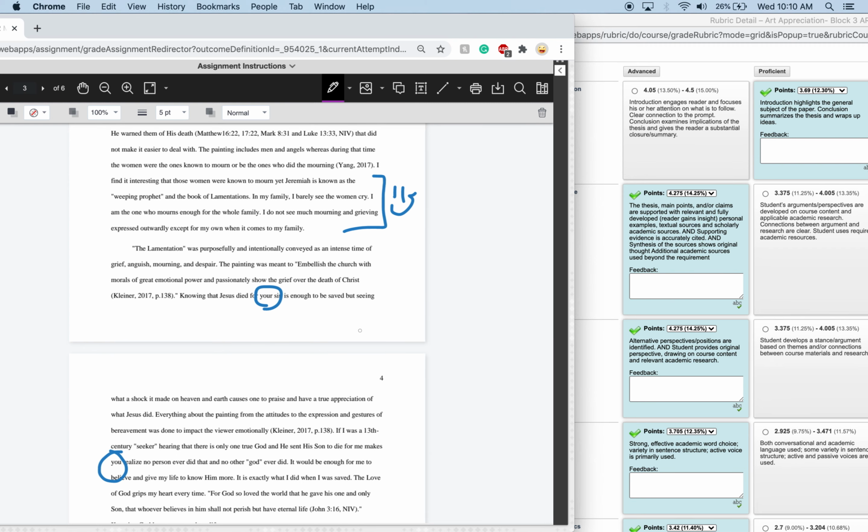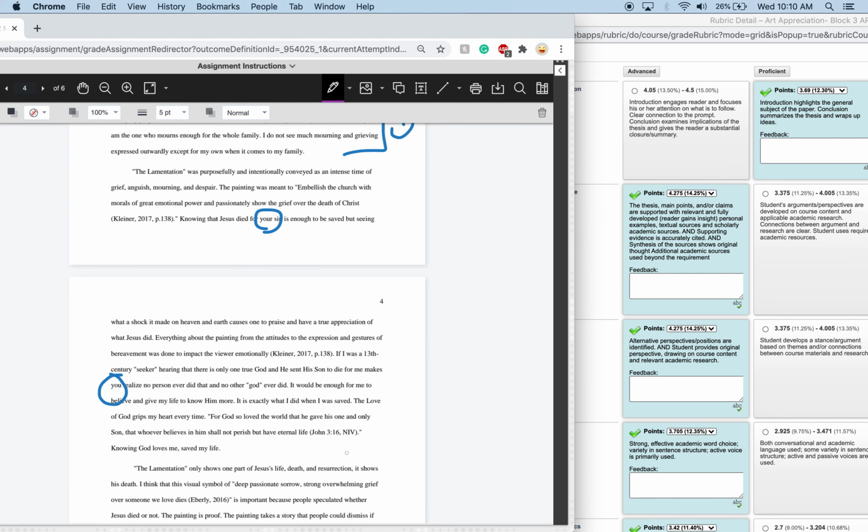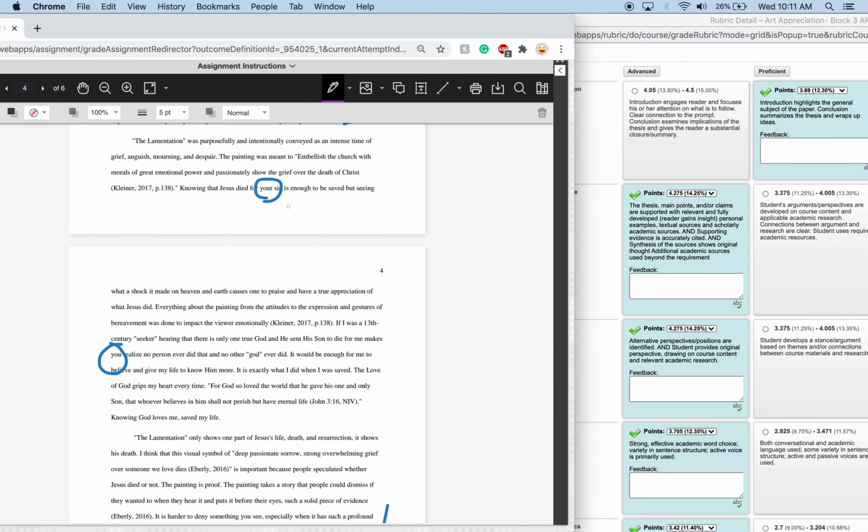And that's what makes art history and art appreciation powerful. When you're able to see your own life or your own connection to God, to the world around you within the pieces.